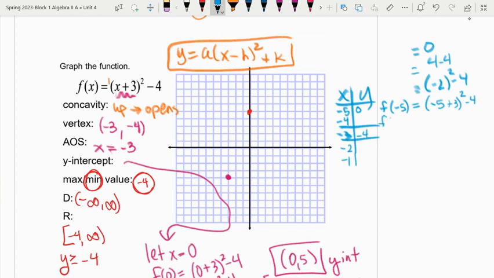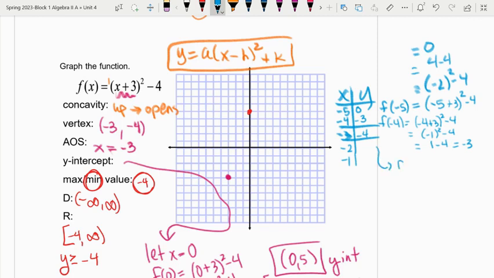Negative 4, so f of negative 4 is (negative 4 plus 3) quantity squared minus 4. So negative 4 plus 3 is negative 1 squared minus 4. Negative 1 times negative 1 is 1. 1 minus 4 is negative 3. So f of negative 4 is negative 3.